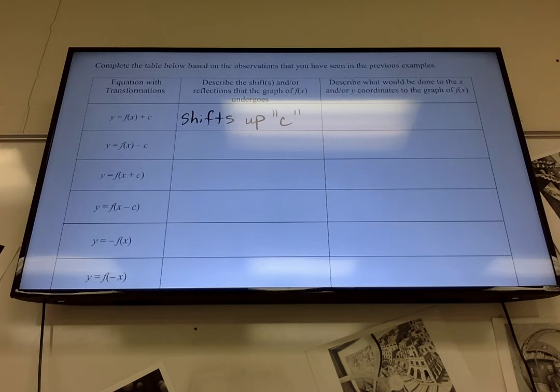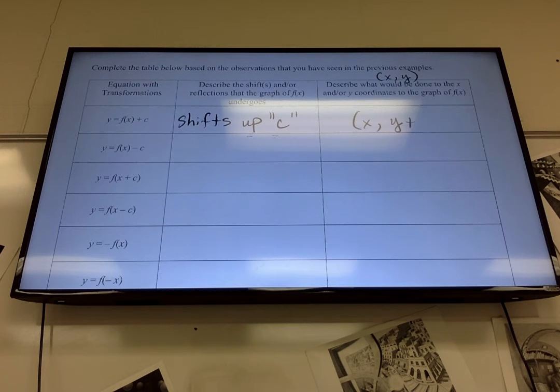So the next one says, describe what would be done to the x and the y coordinates of the graph. So I'm not changing x, because up and down we know is the y. So x stays the same, and what would I do to y? Plus c. X, y plus c, very good. So that'll help you find those other points as well.